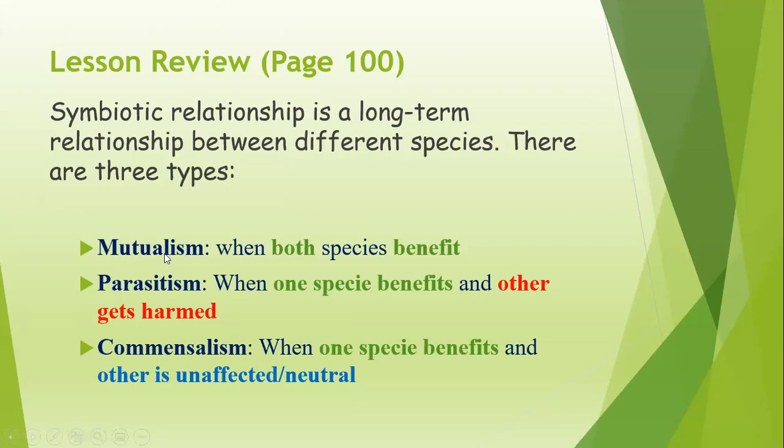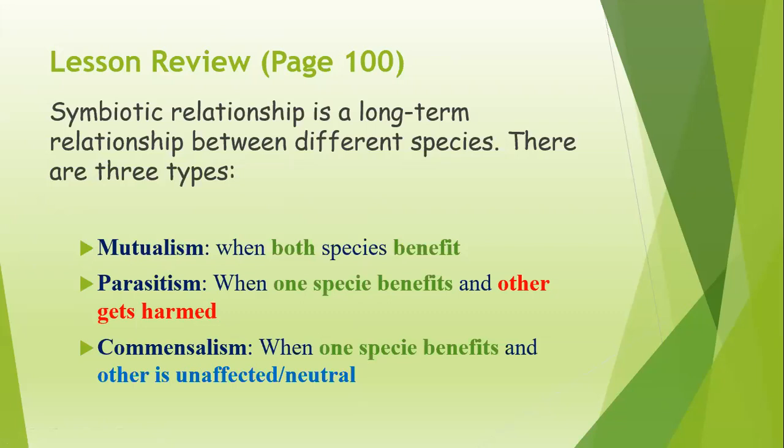What was the example of mutualism that we did? It was the honeybee and the flower, right? Both of them were benefiting. The honeybee gets the benefit because it is getting nectar from the flower, and the flower got the benefit because it gets pollinated. Okay, parasitism. One species benefits and the other gets harmed.